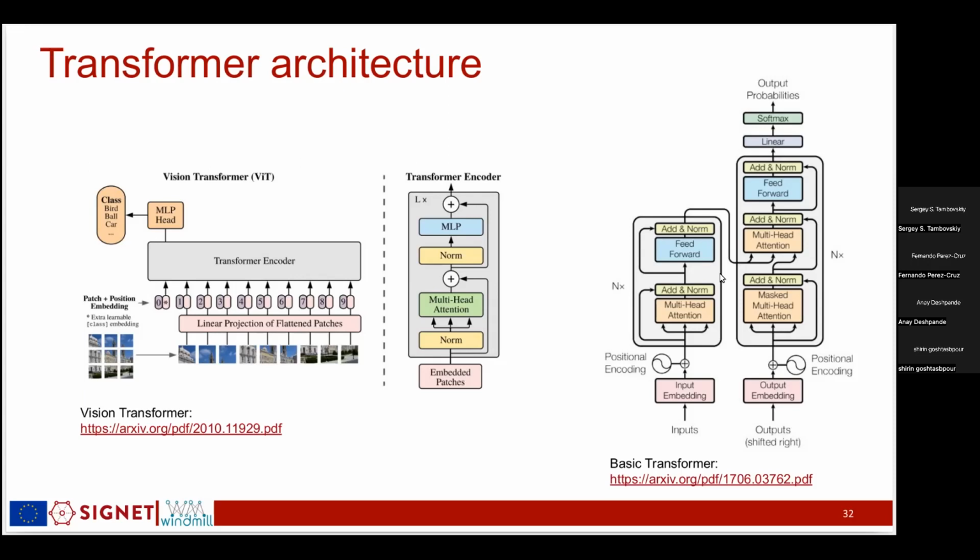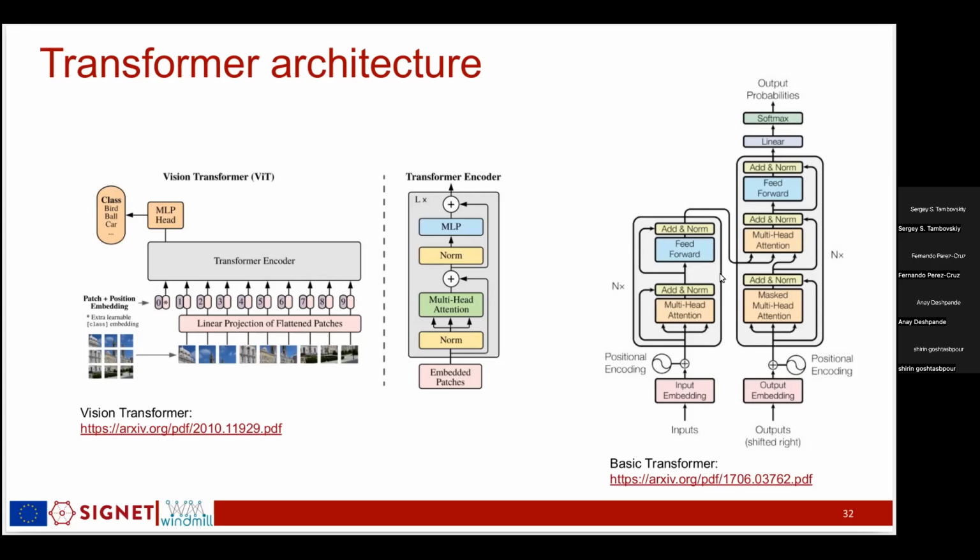For example, this is the basic transformer paper. Here, as you can see, there is an encoder and a decoder. The architecture is the same, but besides that, the other layer is a masked multi-head attention layer, which was originally introduced for NLP tasks, not something else.